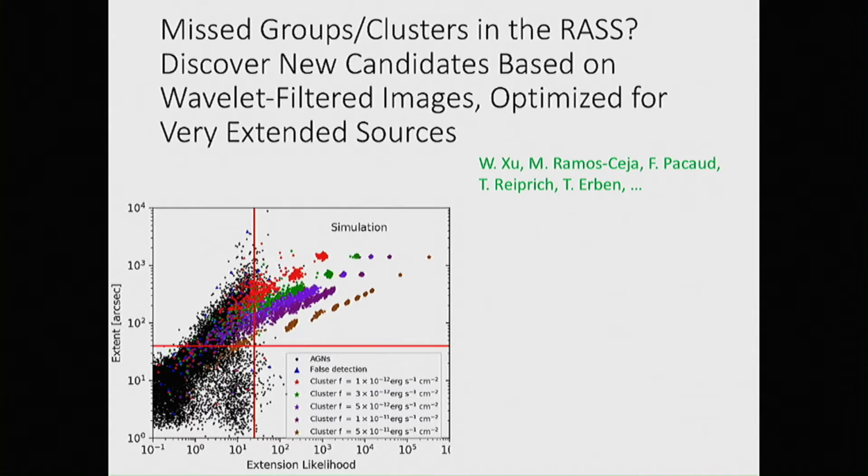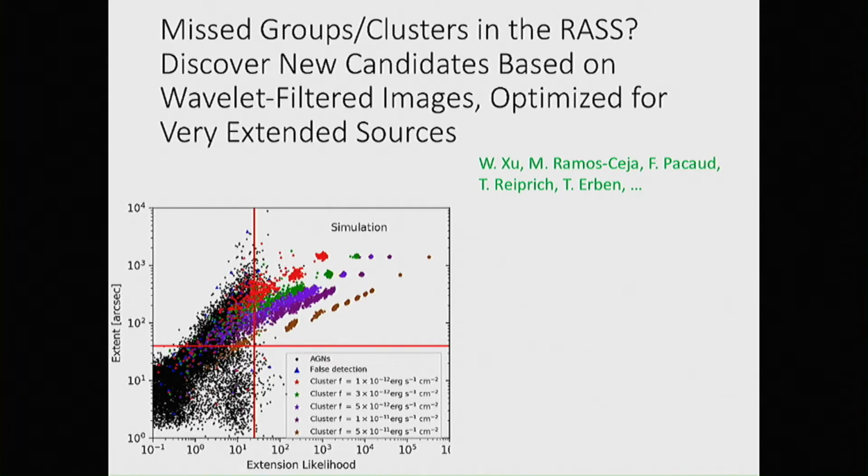What is shown is two parameters. That's the extent of the detected sources, and that's the extension likelihood of the sources. So how likely is it that the source is more extended than the point spread function? And then all of these data points are simulated AGN, and then we also simulated a couple of clusters with different fluxes and different core radii.